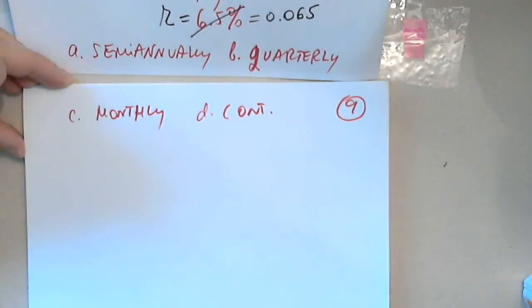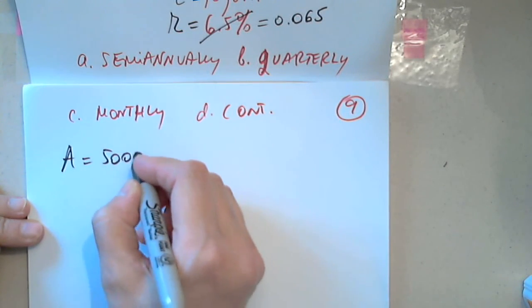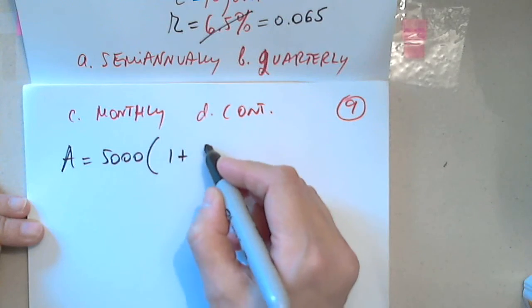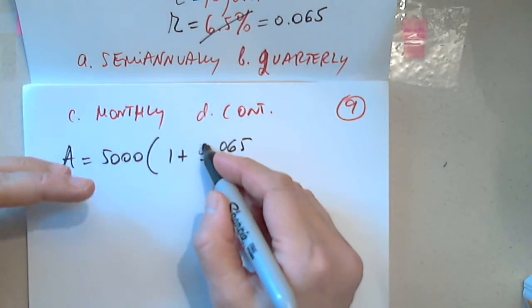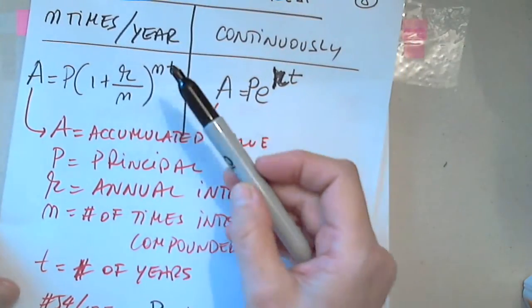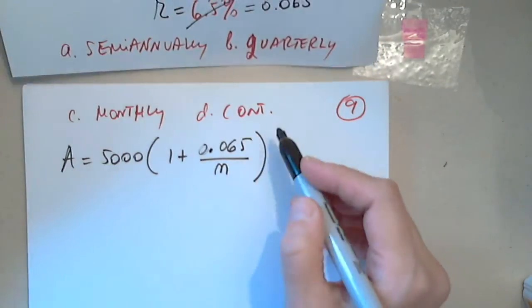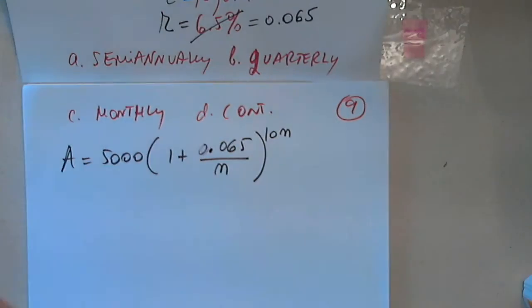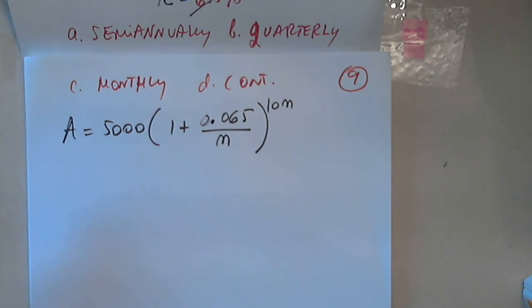So now let's write the formula. So A equals 5,000 times (1 plus 0.065 divided by n), raised to 10 times n, because T is 10 years. I'm going to put n here for now. Of course, you can repeat the process as many times as you need.